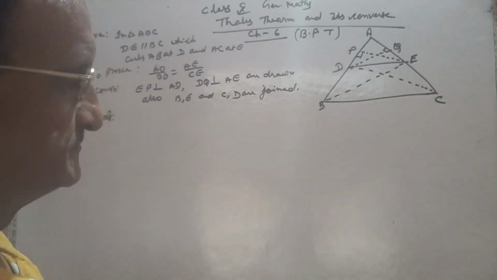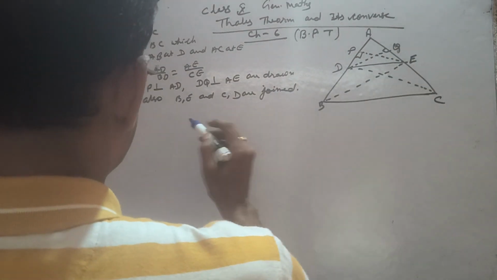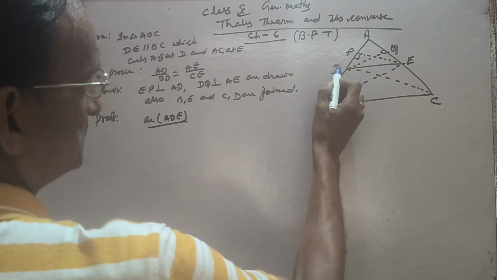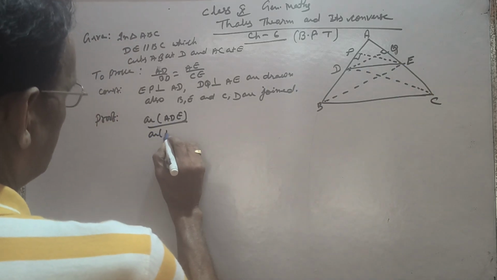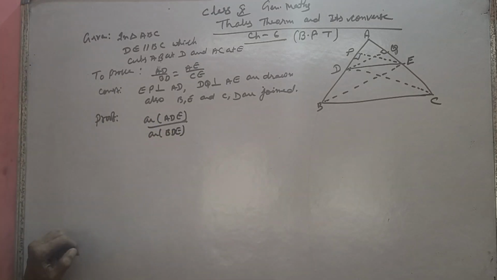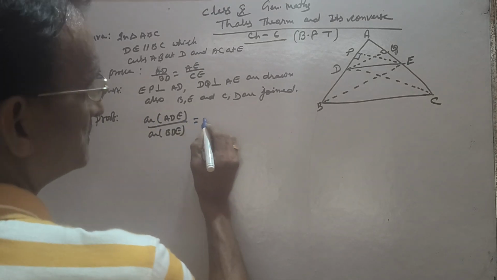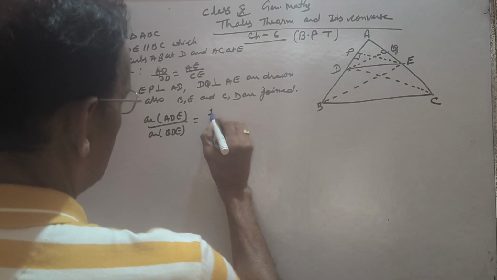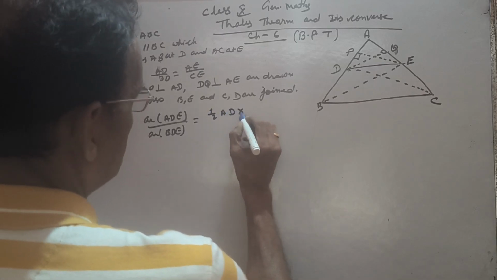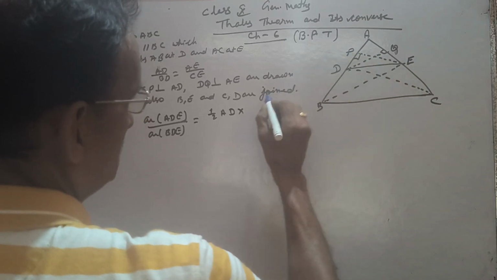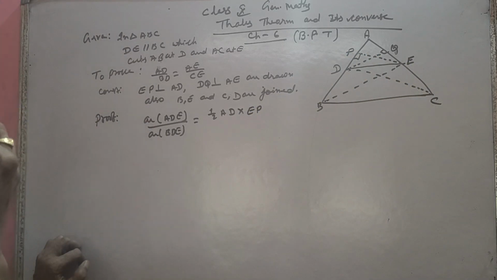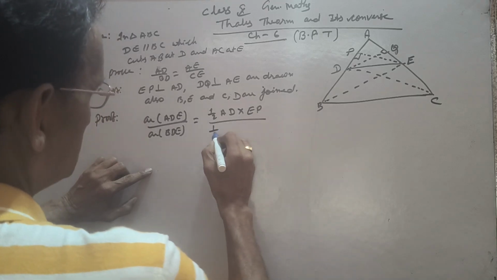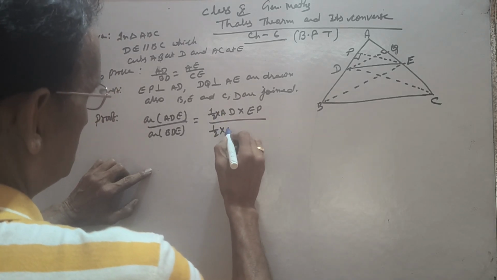is required here. See, we have triangle ADE, so area of triangle ADE, and triangle BDE, area of triangle BDE. What is the area of a triangle formula? Very simple, everyone knows: area of triangle will be half into base into height. So half into AD into height, which is EP. Understood? And for BDE, the base will be BD, so half into BD into EP.